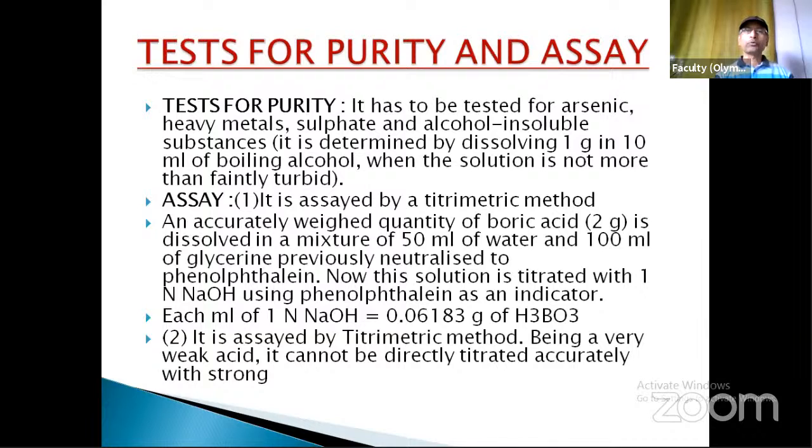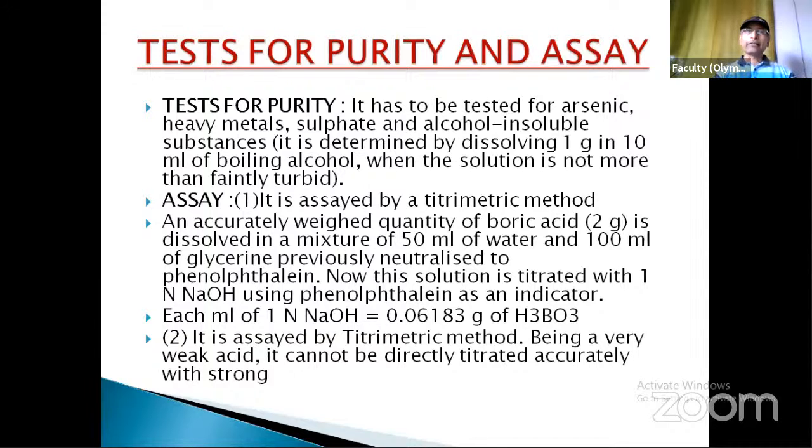Otherwise, you have to do the assay. How will we do it? Assay of boric acid is done by the titrimetric method. There are two methods. One is with glycerin and another by taking mannitol.